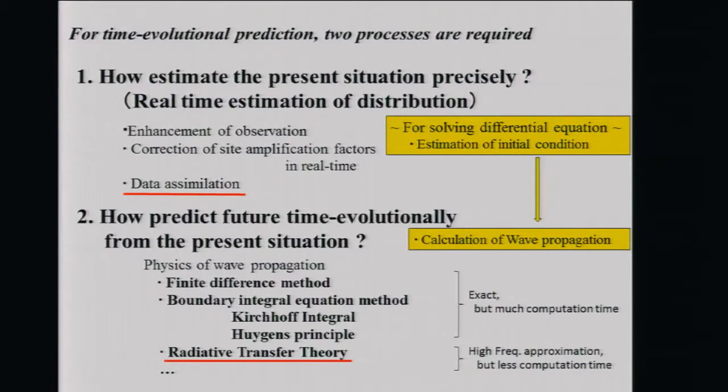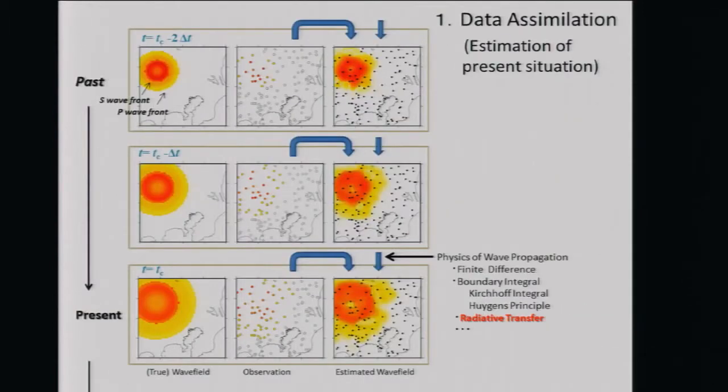So first, data assimilation. Data assimilation is a technique for estimating the present situation precisely. Now we want to estimate the distribution precisely. But unfortunately, we don't have such a dense observation network. We don't have a 1 kilometer mesh network. Our observation is something like this. This indicates the locations of KikNet and the JMA network. So from this little data, how do we estimate the situation precisely? This is our current problem.